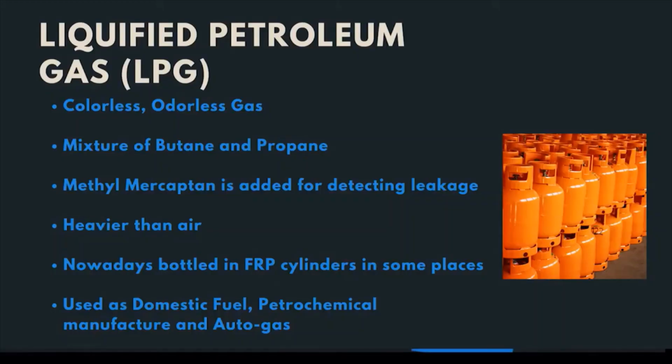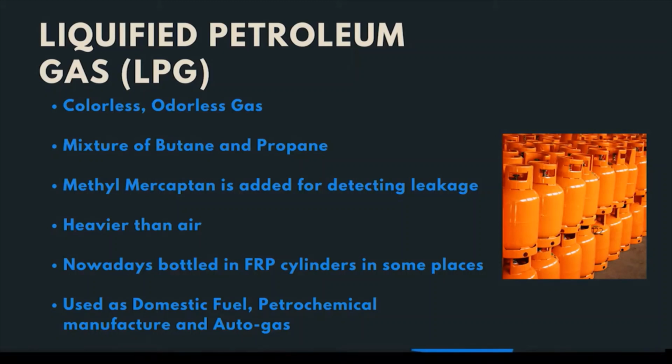I think many common people would know about LPG because it is widely used as a domestic fuel. It is basically a colorless and odorless gas. But in order to detect the leakage of LPG, mercaptans are added. Mercaptan is a compound of sulfur, which is allowed to be present, or if it is not present, then we add mercaptans so that a leak can be detected.